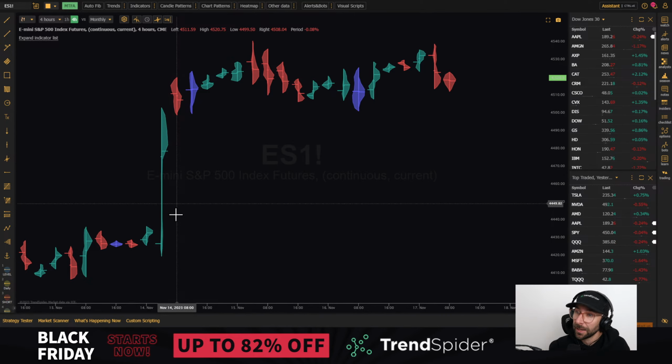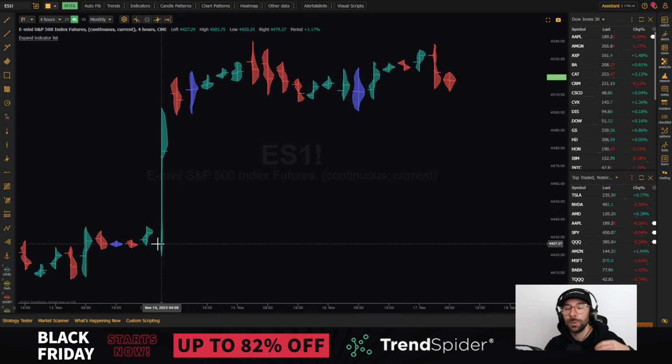Now, green candles are going to occur when your volume weighted average price is higher in the second half of the time frame than in the first half. If that volume weighted average price increases from the first to the second half, you're going to get a green candle. If it decreases, you're going to get a red candle.